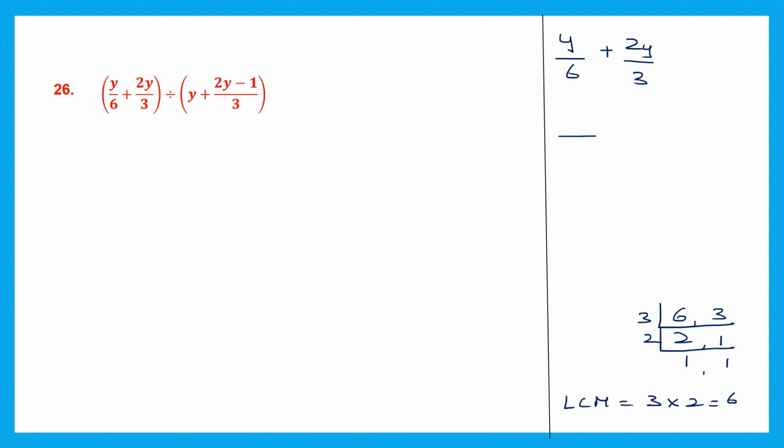So let's use that. 3 2s are 6. Now multiply 6 into 1. So y into 1 is simply y plus 3 2s are 6. So multiply this by 2. 2 2s are 4. 4y. So 1 plus 4 is 5. 5y by 6. So let's write that down. So here we have 5y by 6 divided by, now let's work out the next one.